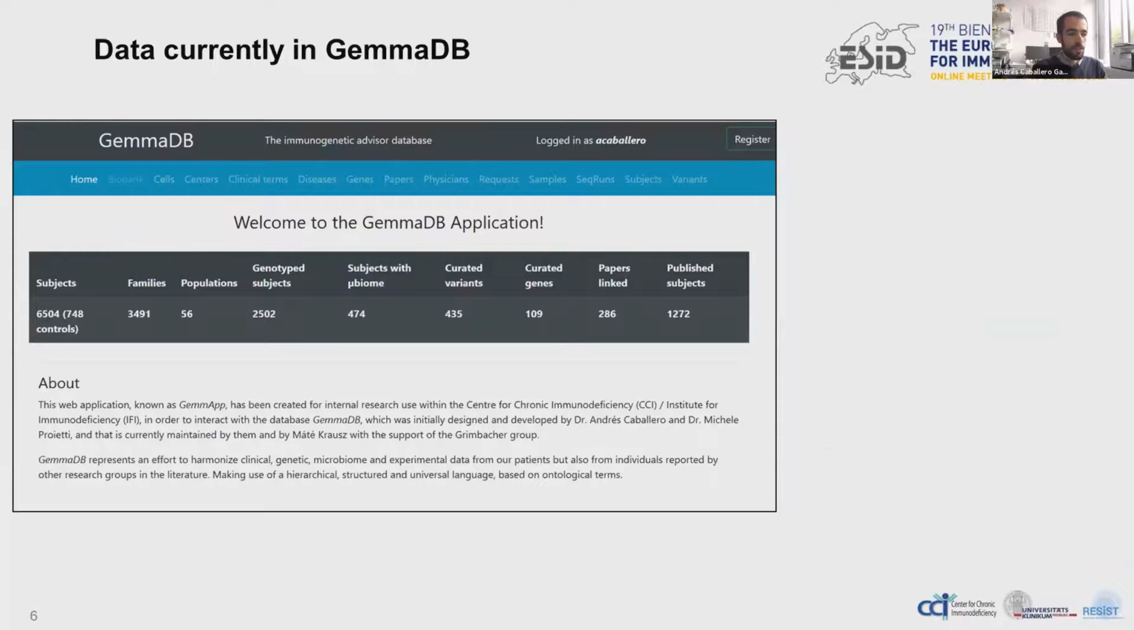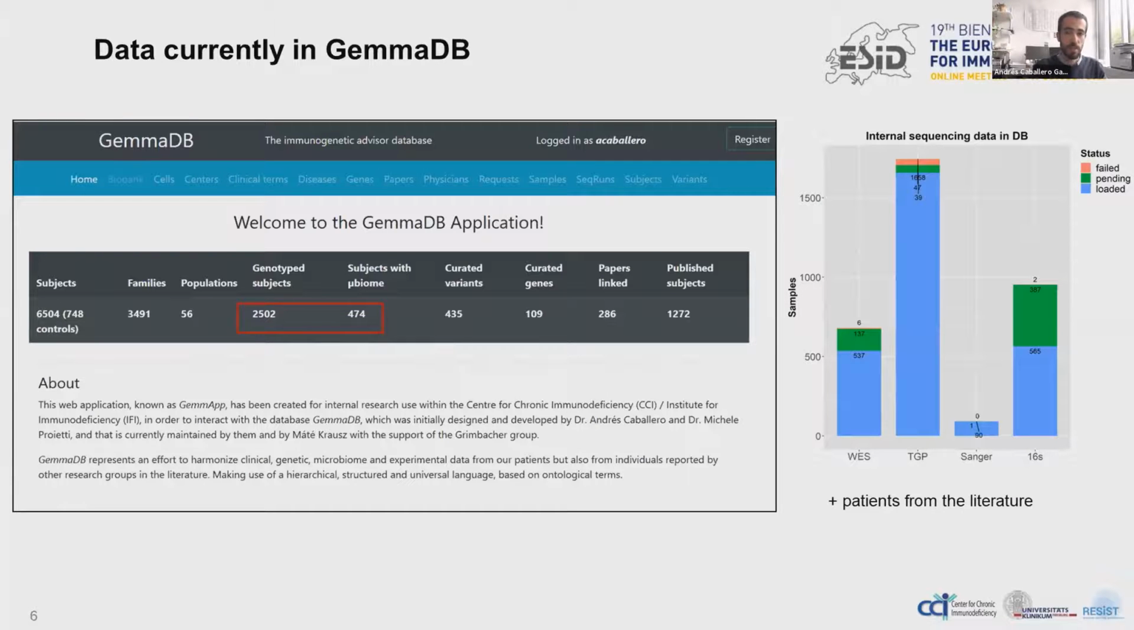So we have over 6,500 individuals. That includes patients, controls, family members. And we have genotype data on at least 2,500 individuals. That includes about 700 exomes and 1,700 targeted gene panel results. But also we have almost 500 individuals for whom we have 16S RNA sequencing data.